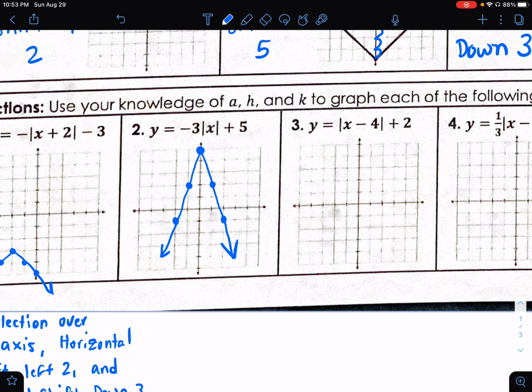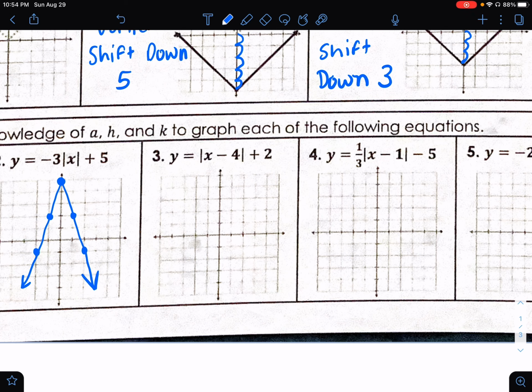Okay, so picking back up. So we have this graph, and if I was going to state this transformation, I would say it is a reflection over the x-axis because it's flipped over. This is narrower, so this is actually a vertical stretch by a factor of 3. And then it has vertically shifted up 5 units.